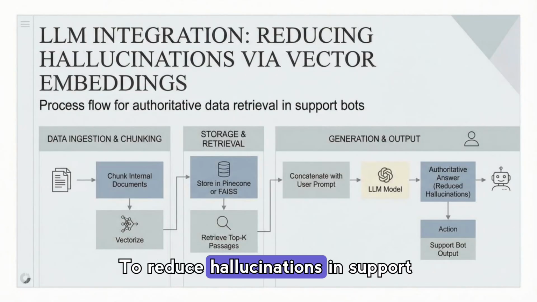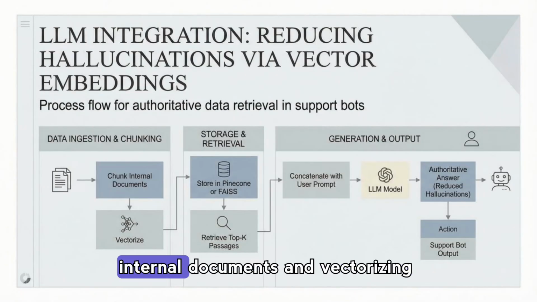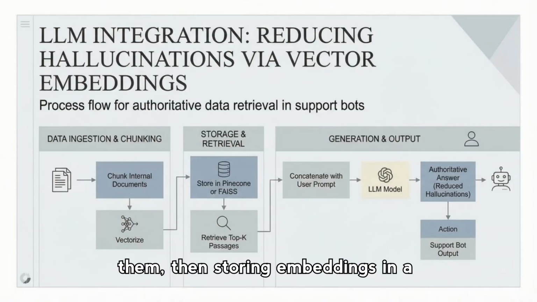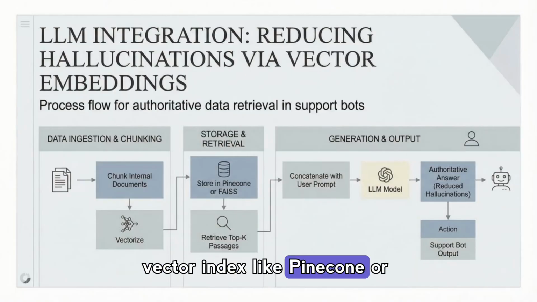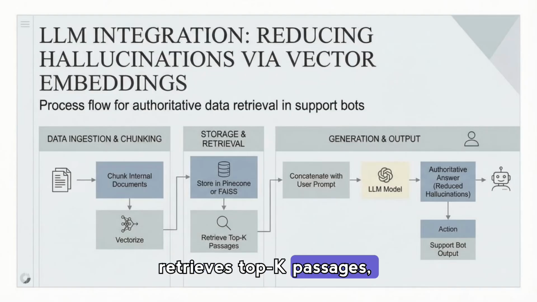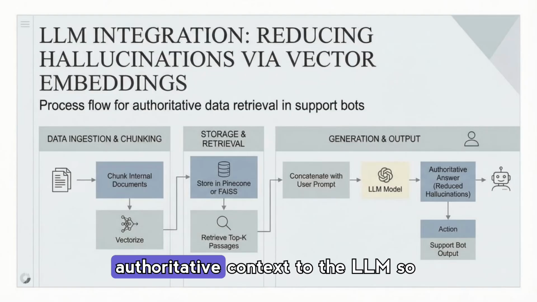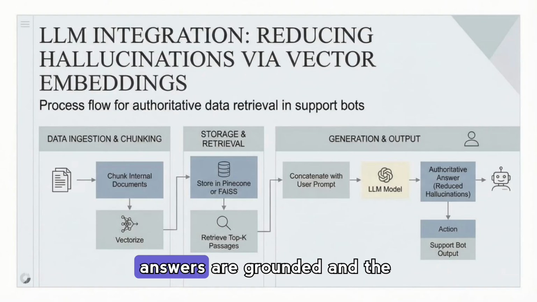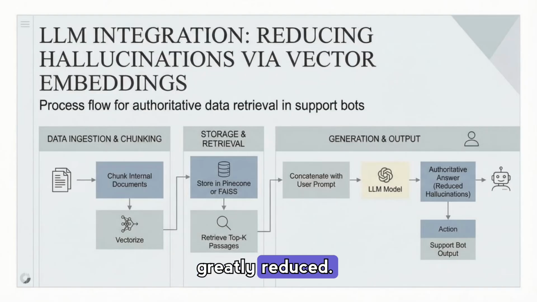To reduce hallucinations in support bots, the flow starts with chunking internal documents and vectorizing them, then storing embeddings in a vector index like Pinecone or FAISS. At runtime, the system retrieves top K passages, concatenates them with the user prompt, and passes that authoritative context to the LLM so answers are grounded and the chance of incorrect responses is greatly reduced.